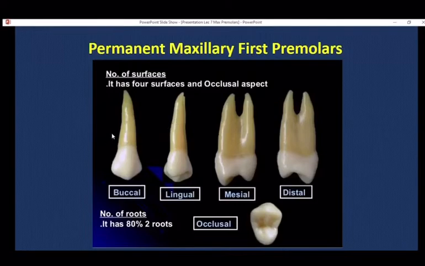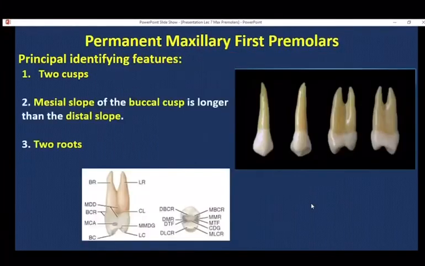So this is the maxillary first premolar, seen from the buccal, lingual, mesial, distal, and occlusal aspects. About 80% have two roots. The principal features of the maxillary first premolar: it always has two main cusps, buccal and lingual, two roots, and always the mesial slope is longer than the distal slope.